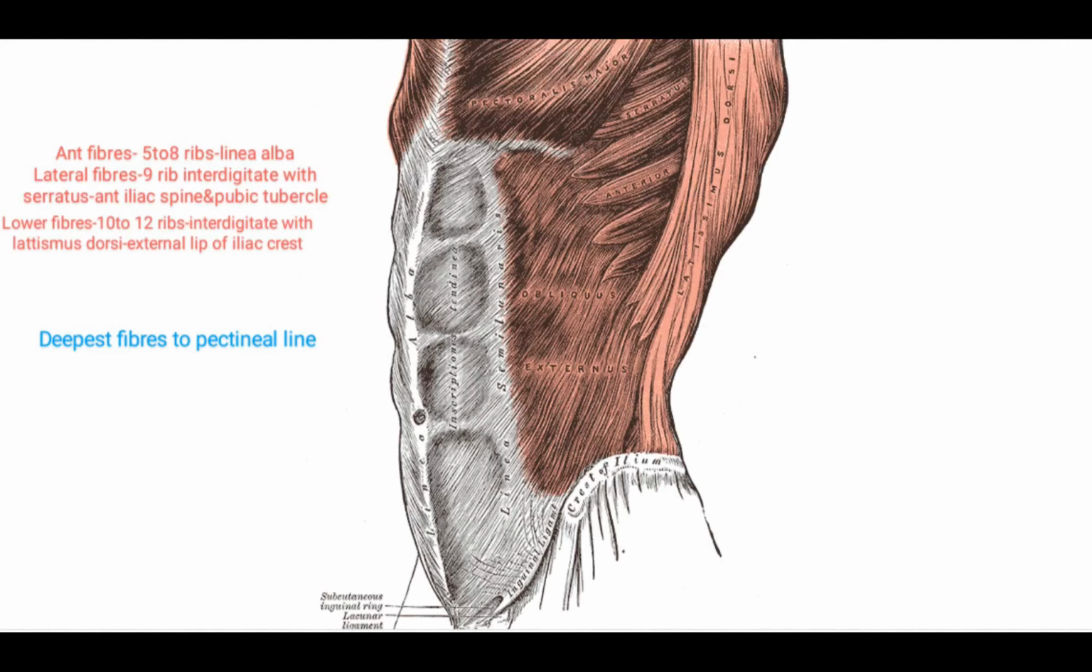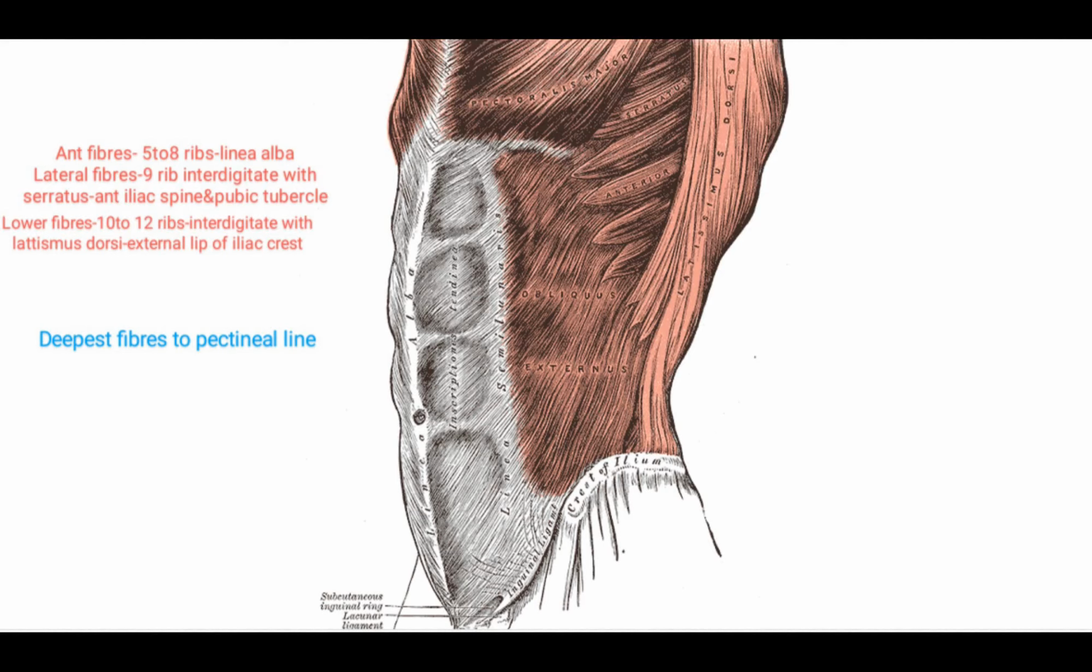In this video, we will be studying the external oblique muscle: its origin and insertion, its innervation, and its actions. So first, how does the external oblique muscle originate? It originates from the lower 8 ribs.